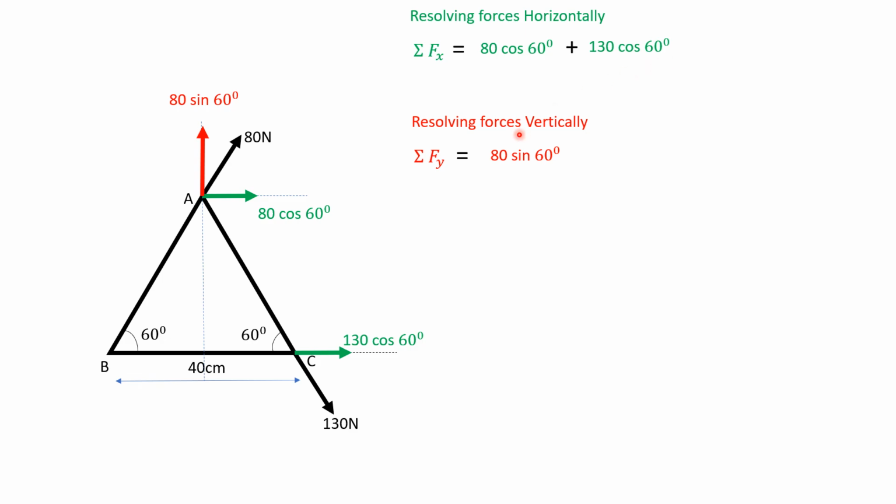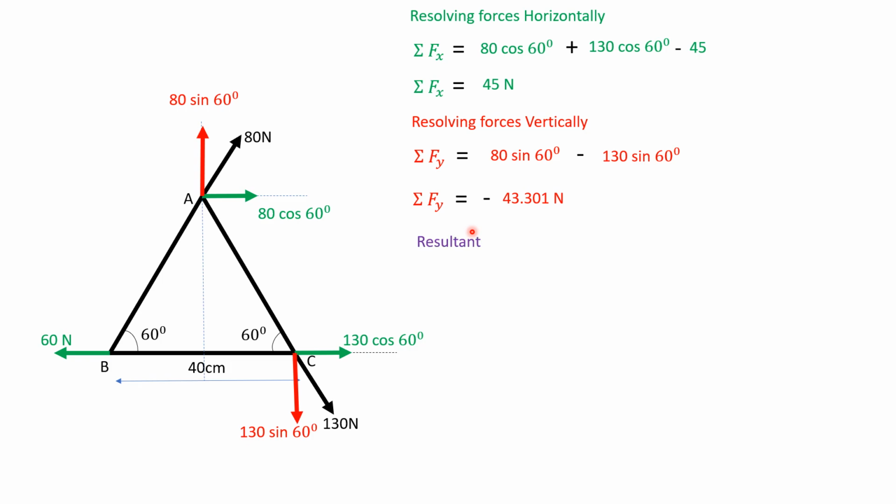So plus, now resolving this force vertically, it will be 130 sin 60 degrees, directed to negative y-axis. So minus. Now resolving this force, it is 60 Newton directed towards negative x-axis. So minus 60. Calculating all this, we get summation Fx value and summation Fy value.